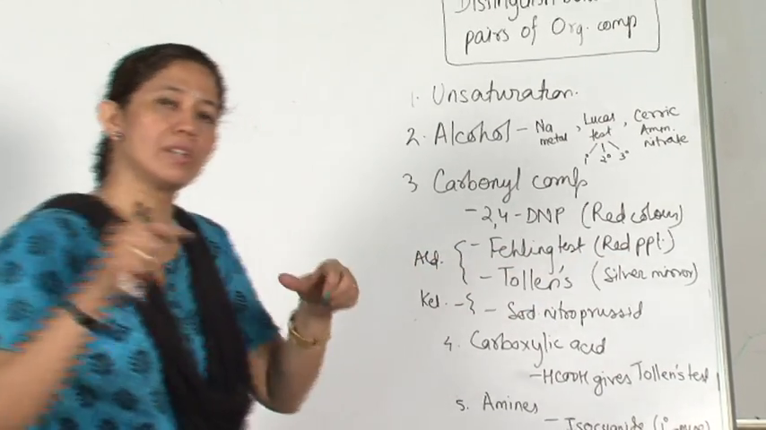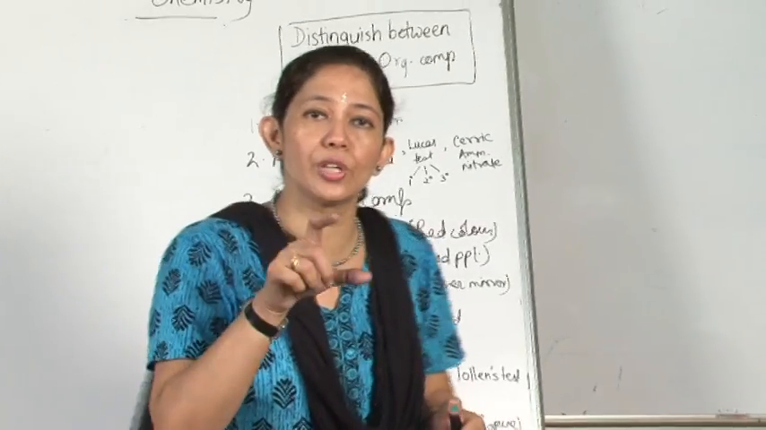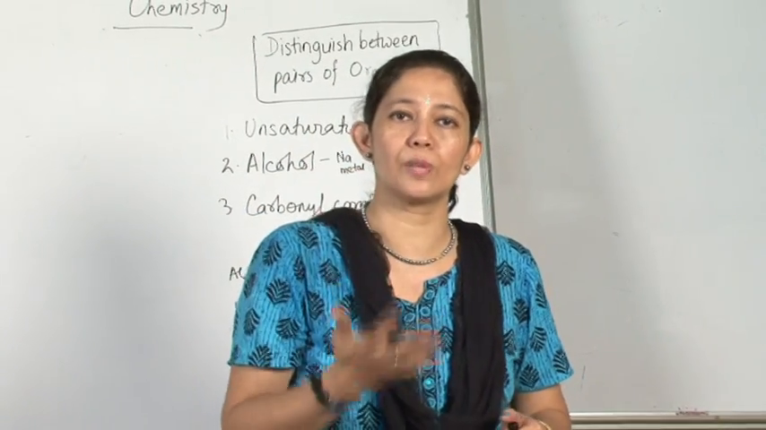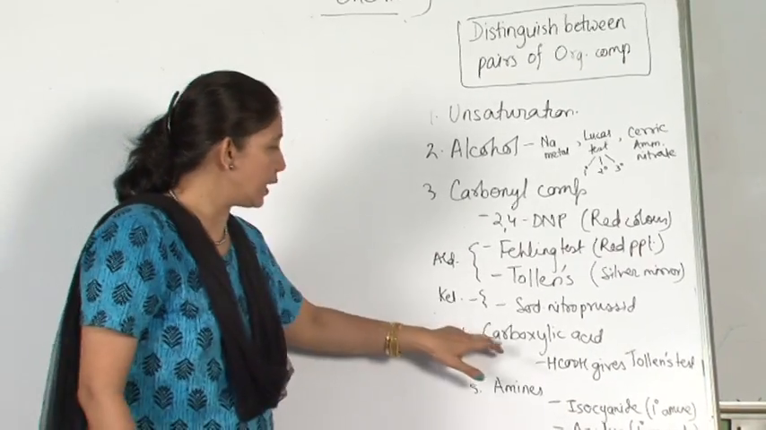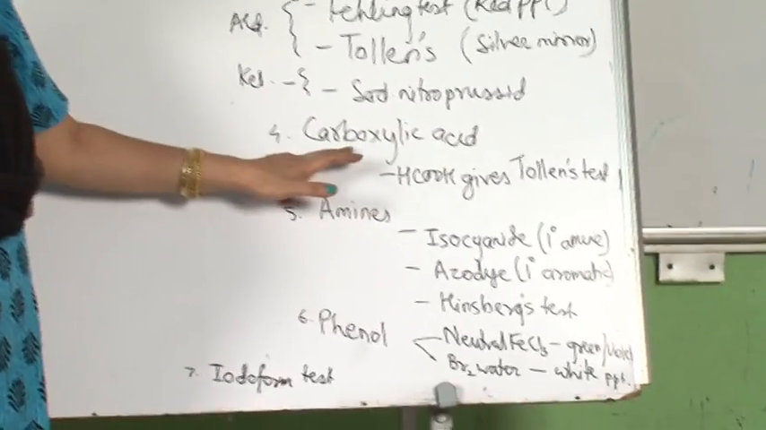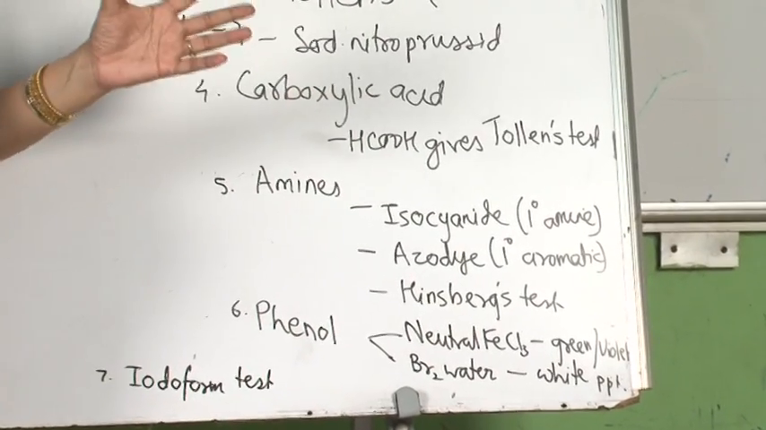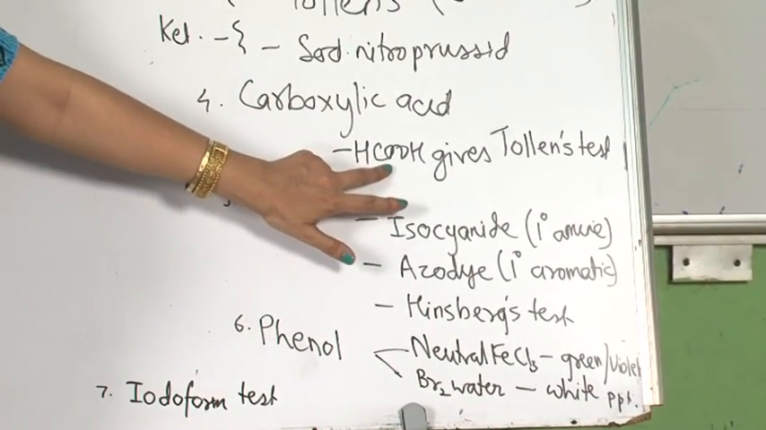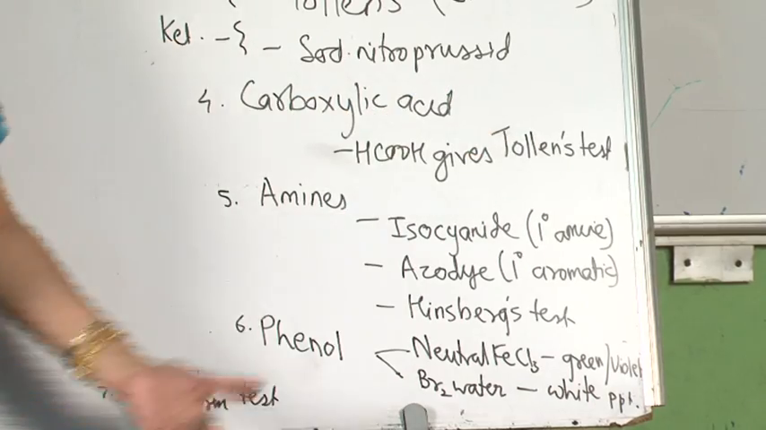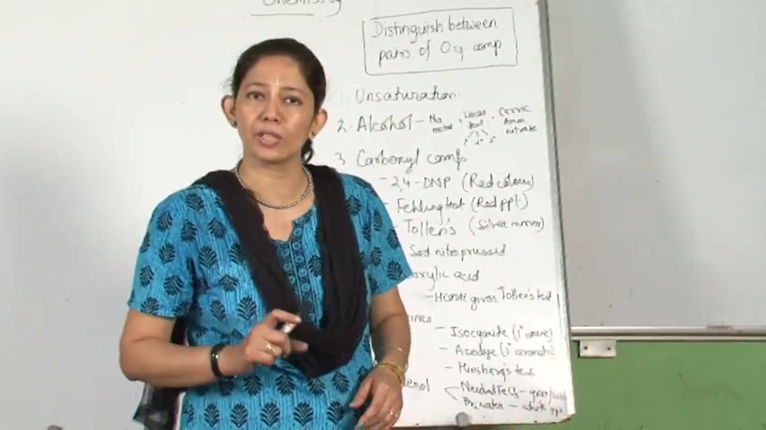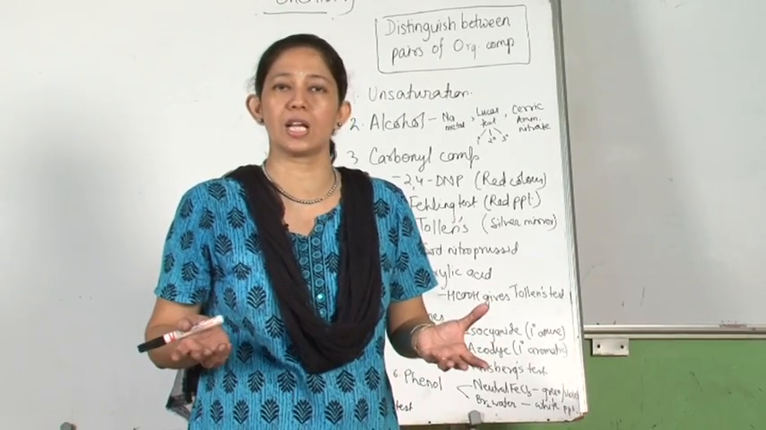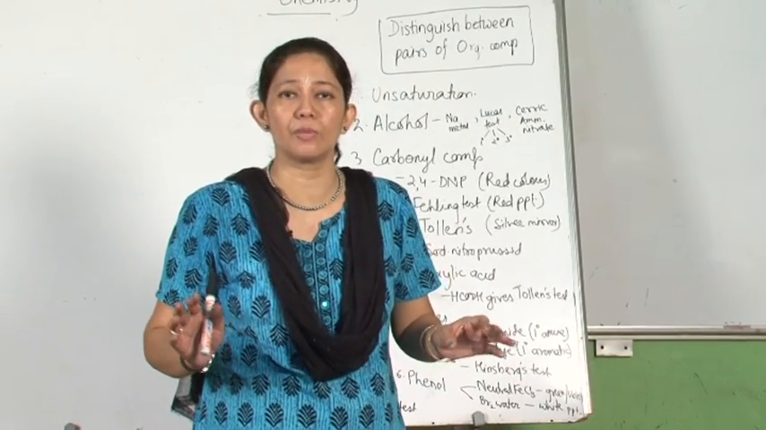And always try to make a tabular column. Whatever reagent you are using, try to underline that, and whatever is the observation, try to underline it. You will be able to score marks. The next one, carboxylic acid test. In the carboxylic acid test, again one of the unusual tests is that it is only formic acid which gives Tollens' test. For example, if it is asked, distinguish between acetic acid and formic acid, then both sides have the carboxylic acid group, and you cannot write any of the carboxylic acid tests.